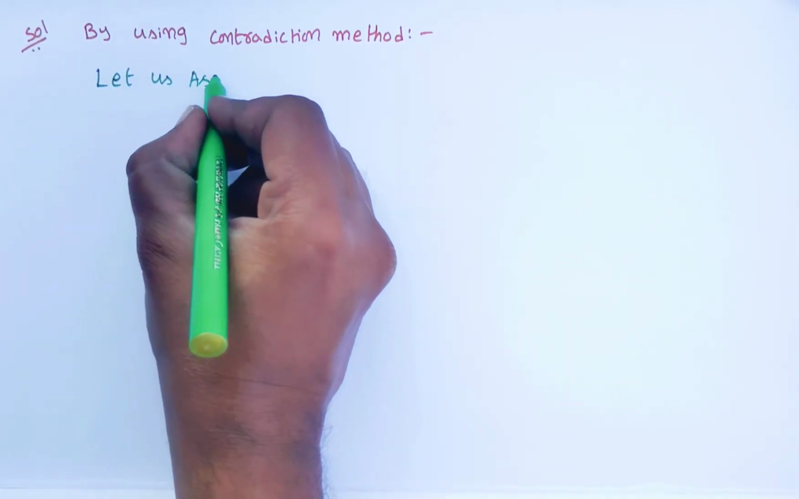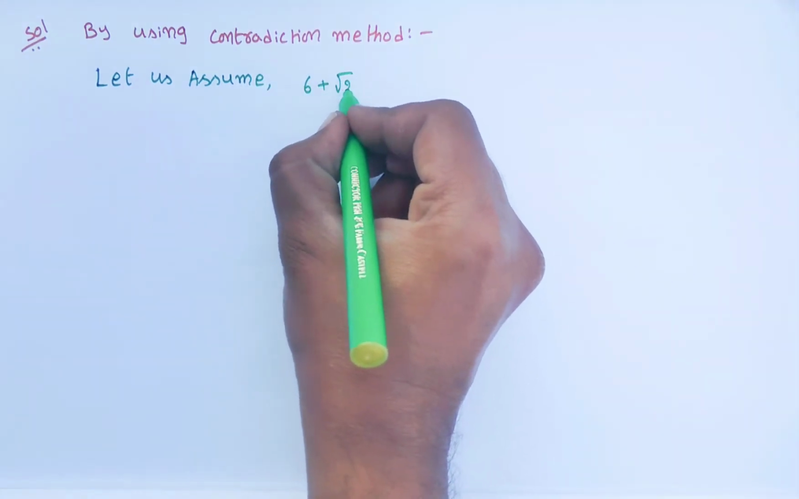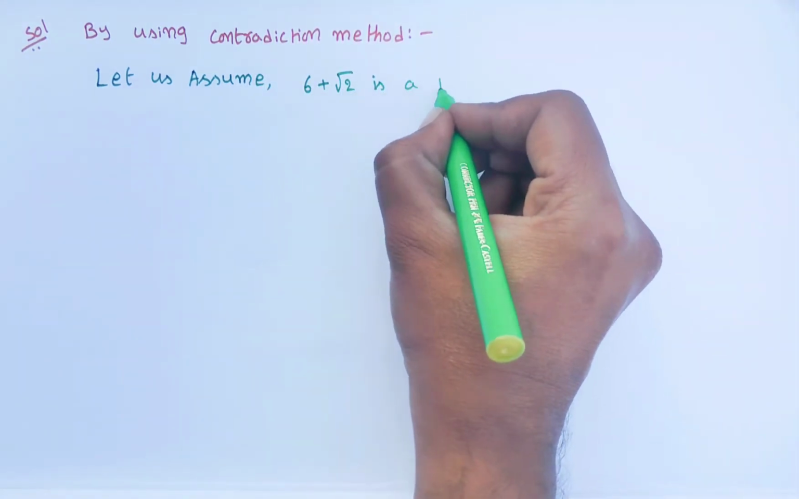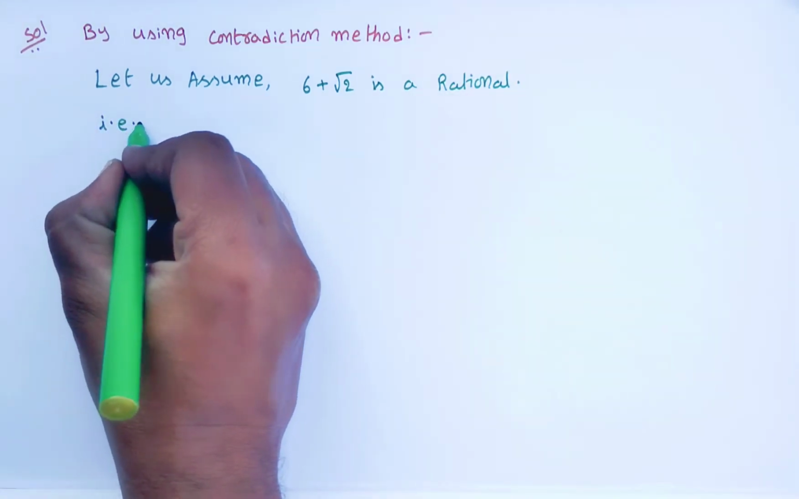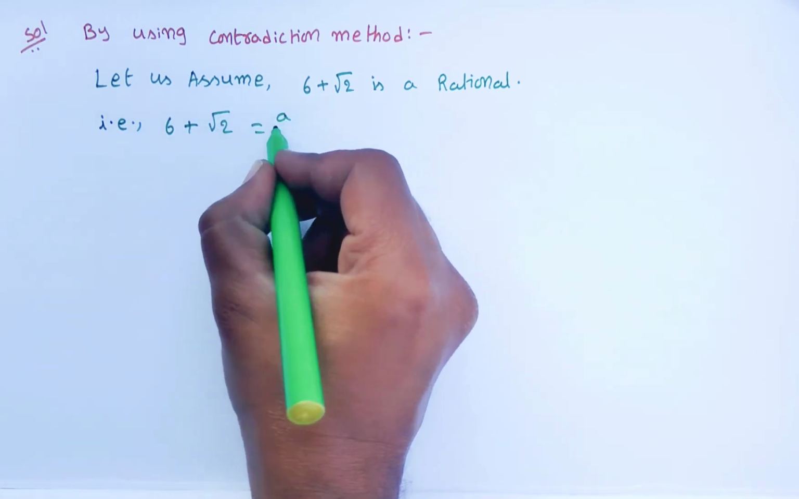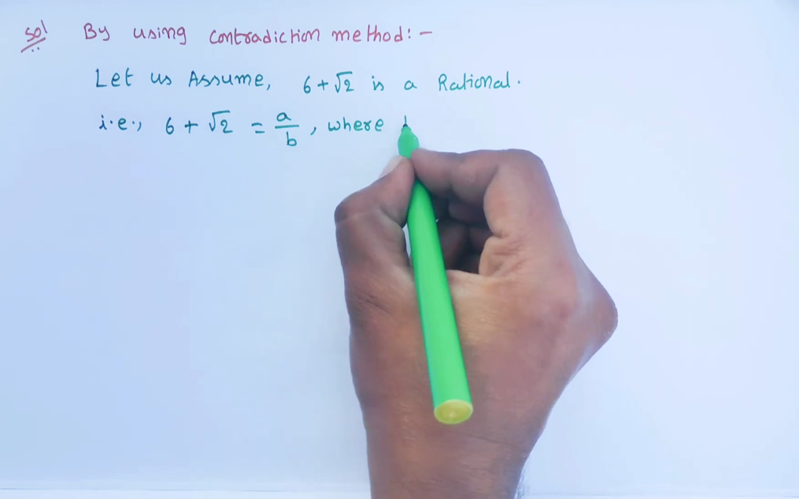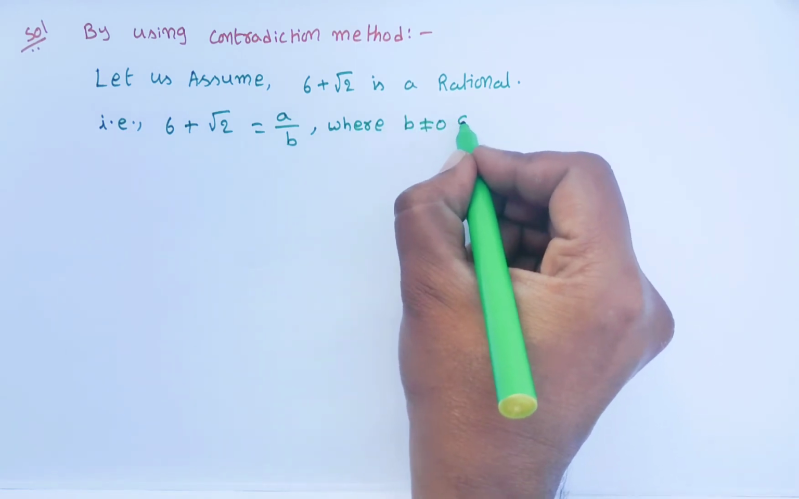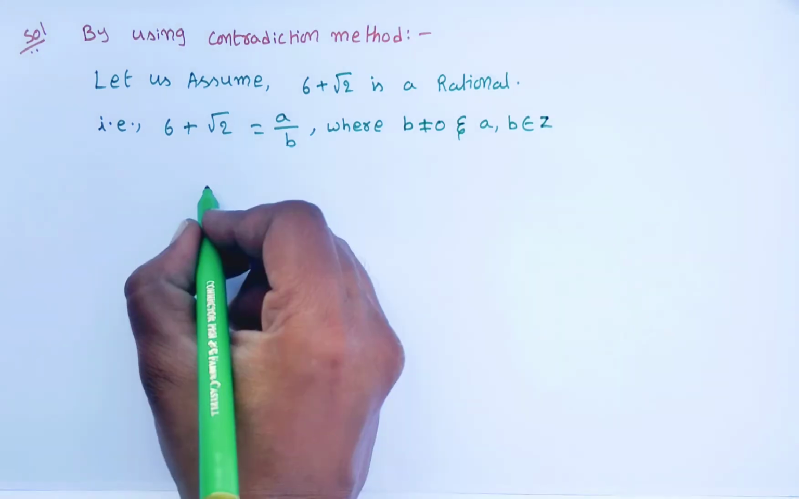Let us assume 6 plus root 2 is an irrational number, but our assumption here is 6 plus root 2 is a rational, that is, 6 plus root 2 equals a by b, where b is not equal to 0 and a comma b belongs to integers.